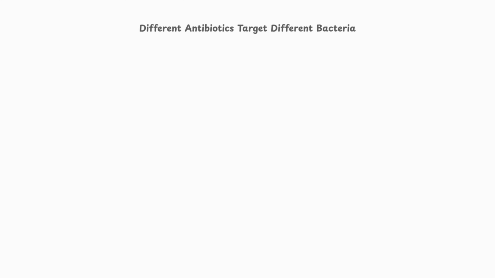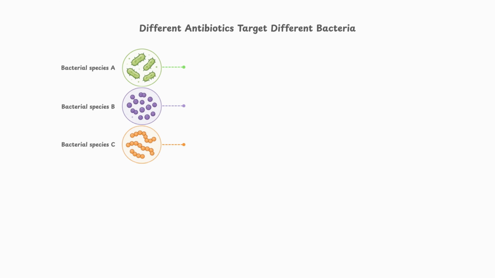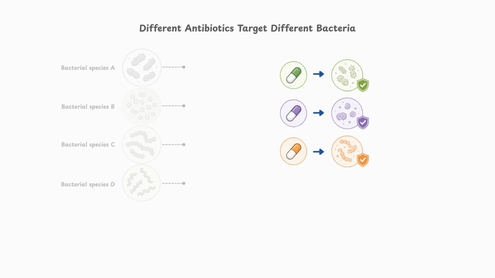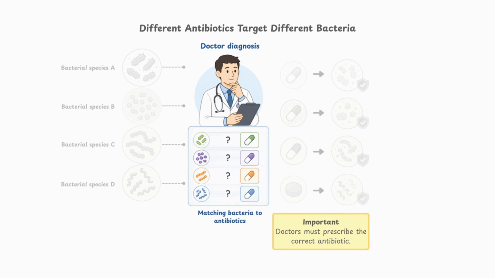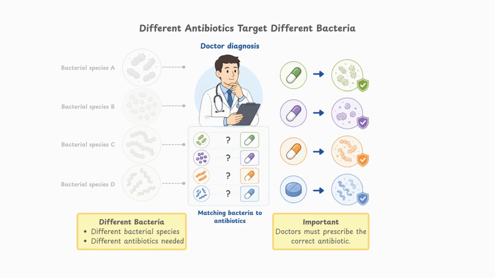One common mistake is to think that all bacteria can be treated in the same way. In reality, different bacteria require different antibiotics. Just as different keys open different locks, different antibiotics are designed to target different types of bacteria. When a patient has a bacterial infection, doctors must identify the type of bacteria involved and choose the correct antibiotic to treat it. You can see in this diagram that each bacterial species is matched with a specific antibiotic. When the correct antibiotic is used, the bacteria are destroyed, the infection is treated, and the patient can recover successfully.